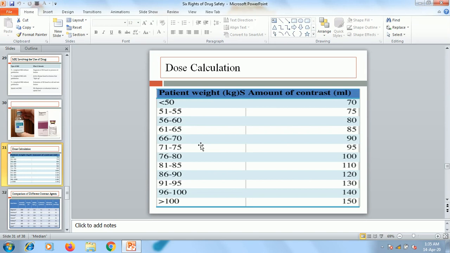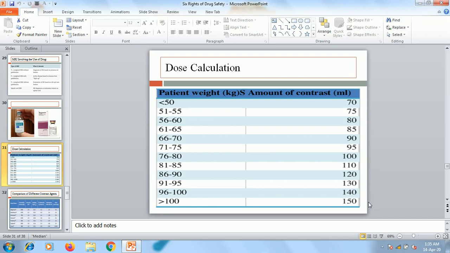If the weight of the patient is 66 to 70, then 90 ml of the gadolinium should be administered. If the weight of the patient is greater than 100, then 150 ml. So again, right patient, right dose, right administration, right time.